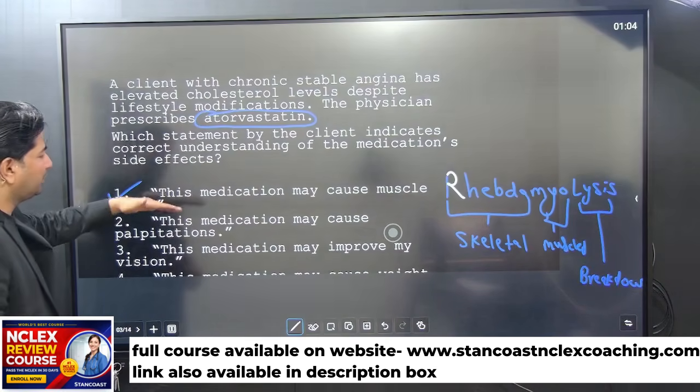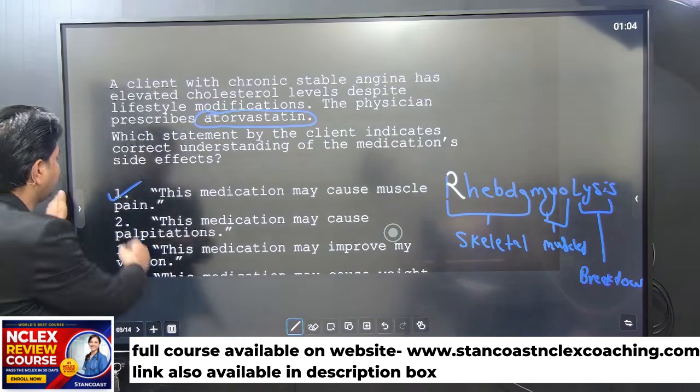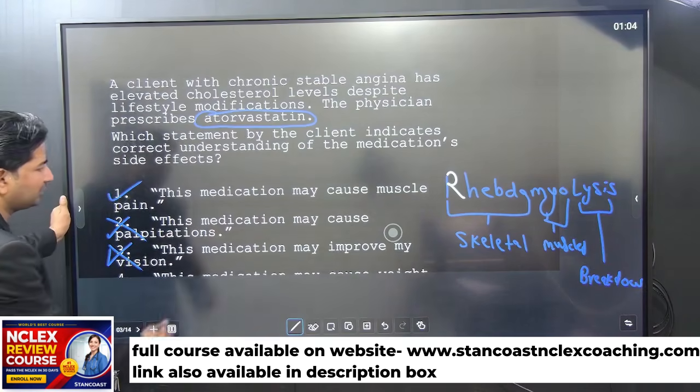Next is, this medication may cause palpitations. No, it doesn't cause palpitations. This medication may improve my vision. It has nothing to do with vision.